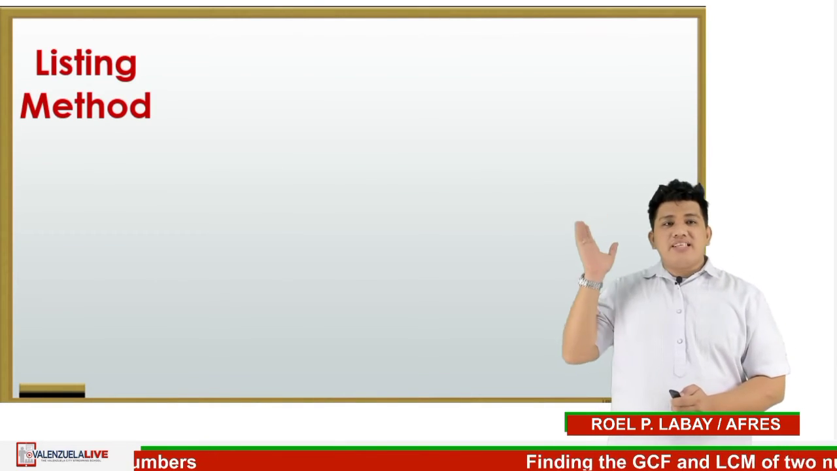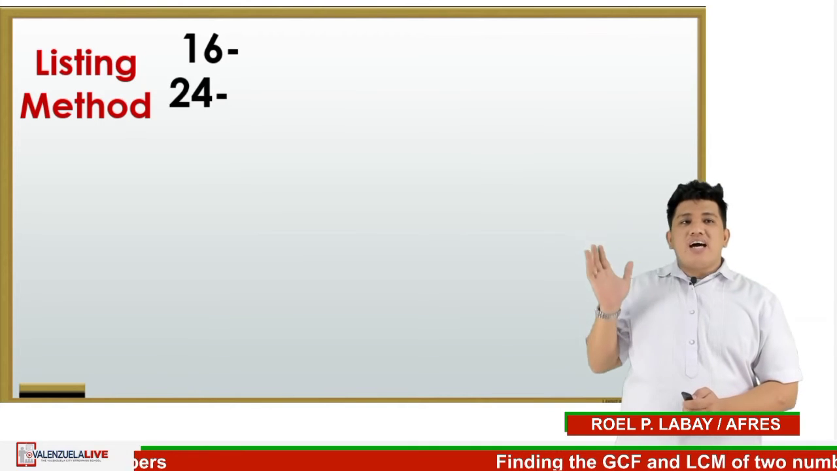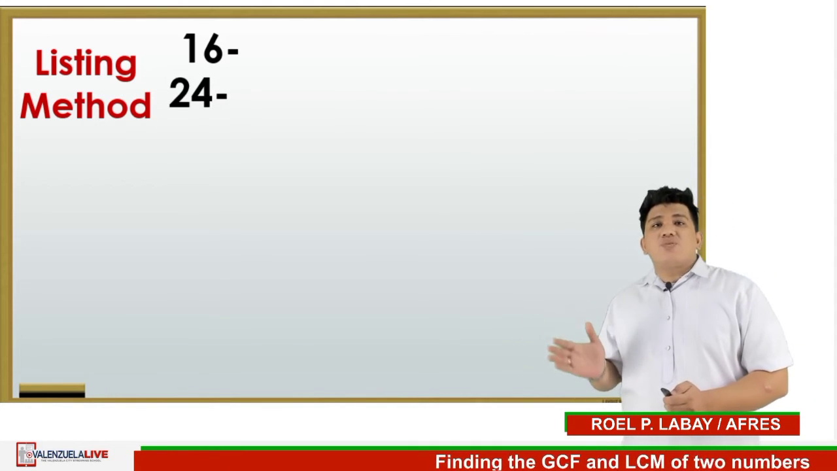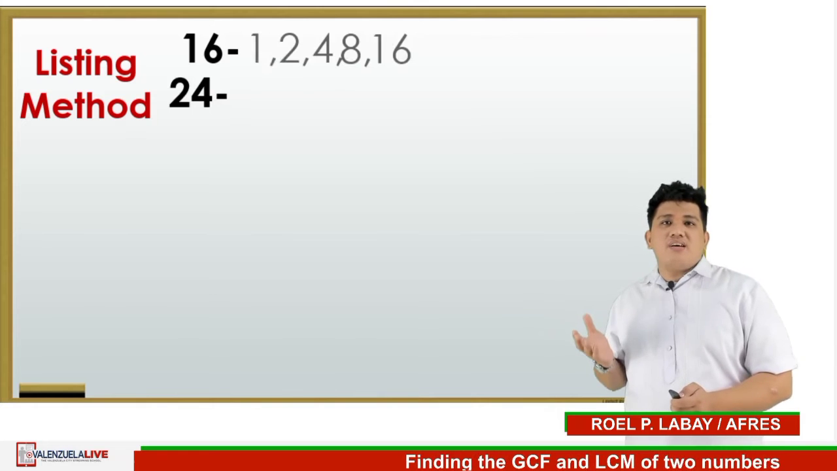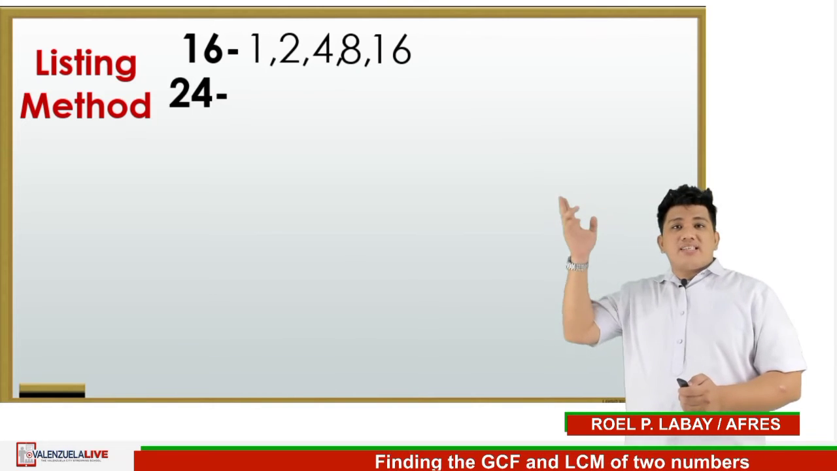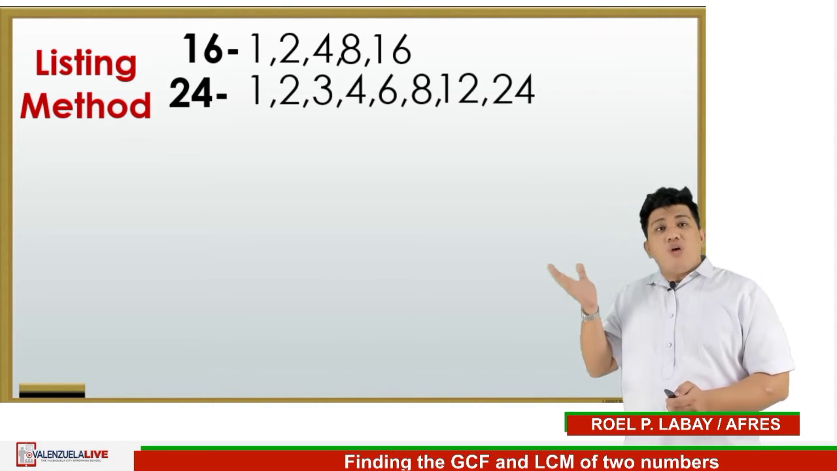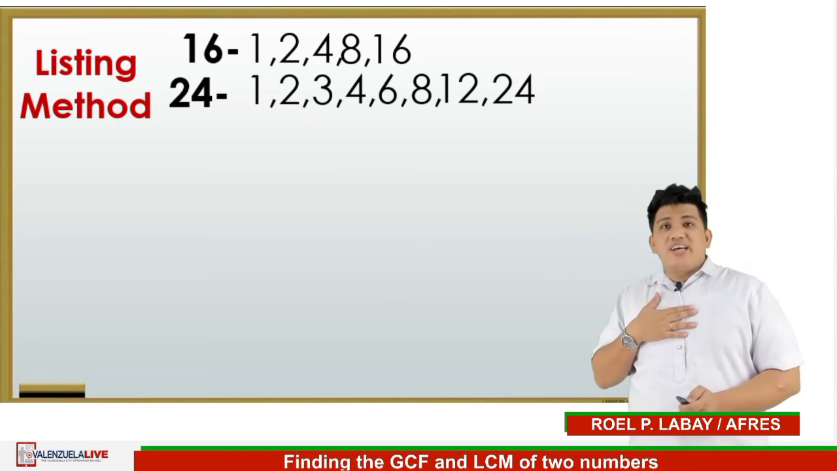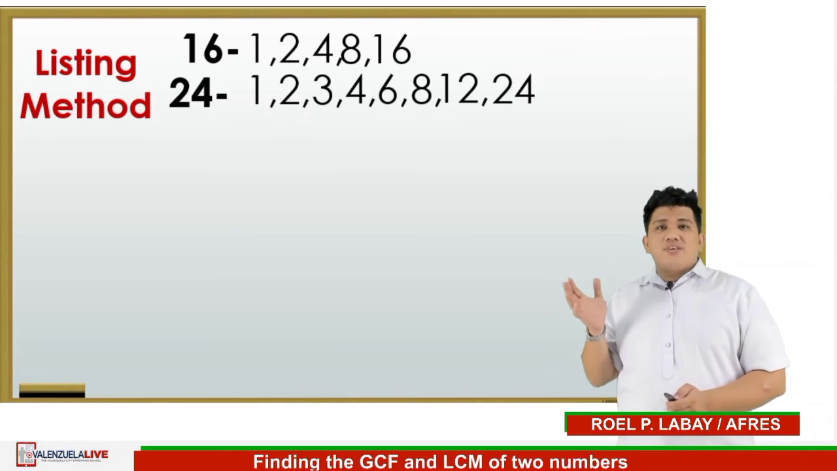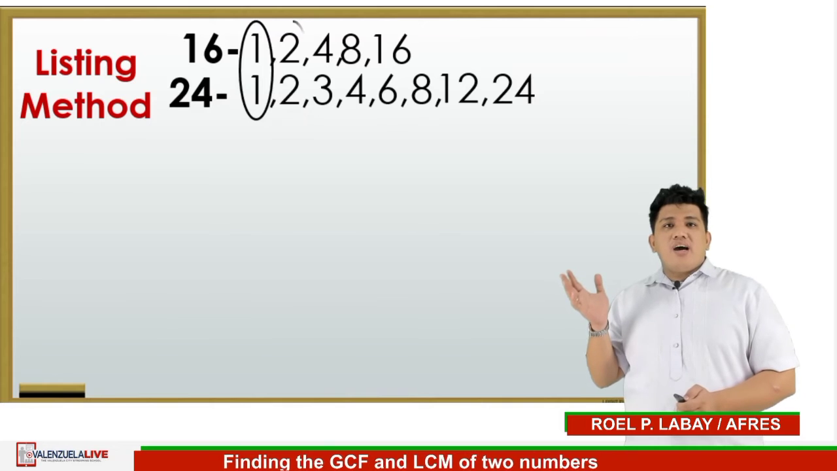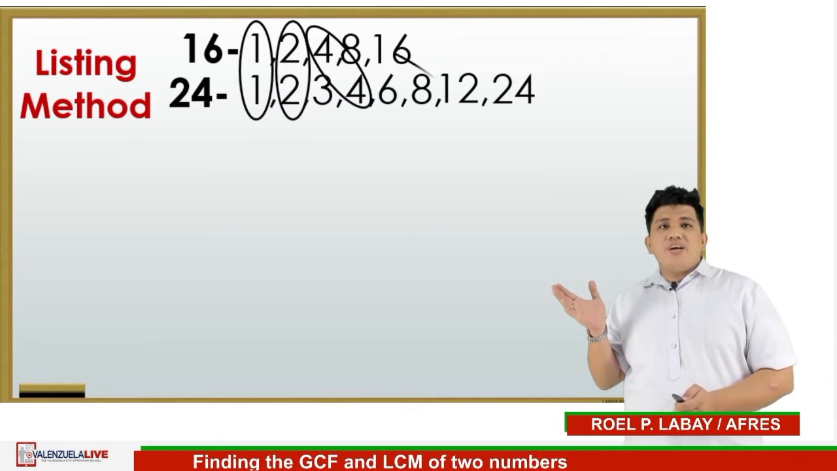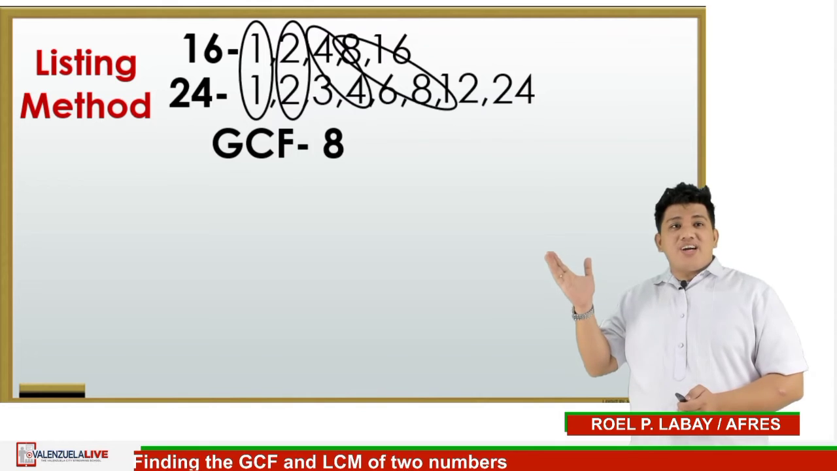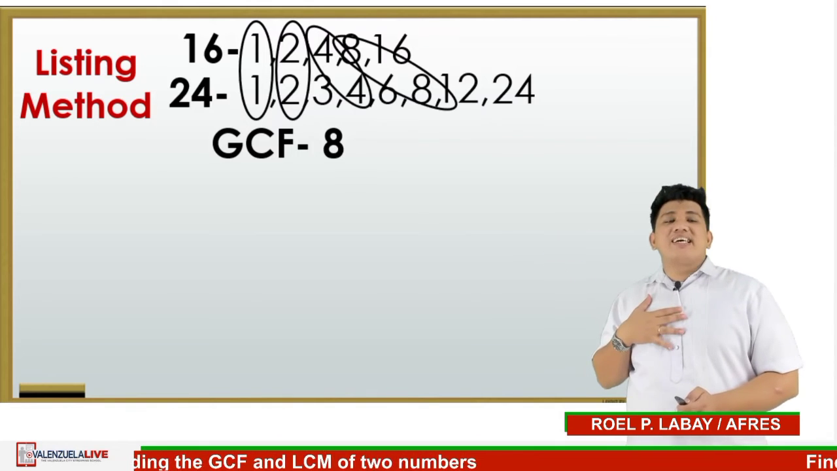So again, the listing method will list down all the factors of 16 and 24. So the factors of 16 are 1, 2, 4, 8, and 16. While 24, the factors are 1, 2, 3, 4, 6, 8, 12, and 24. Now, the common factors are 1, we have 2, we have 4, and 8. So the greatest common factor of 16 and 24 is 8.